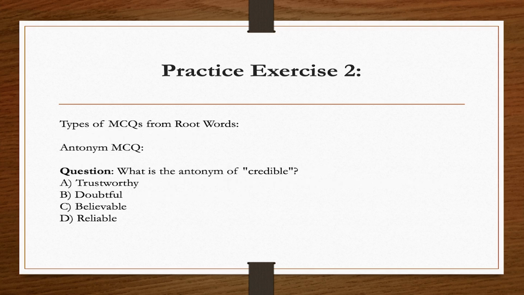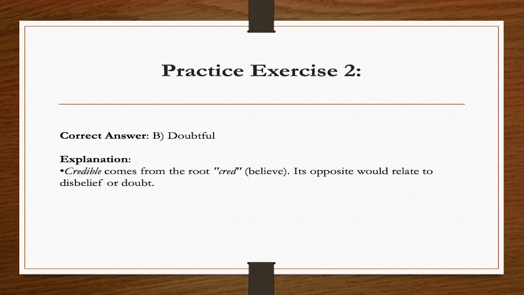Again, antonym MCQ. Now, what is the antonym of credible? We have already discussed this root, cred. The options are trustworthy, doubtful, believable, reliable. So, what is the antonym of credible? These are the four options you have. Before I move on to the next slide, you can pause it and think and answer. And here happens to be the answer.